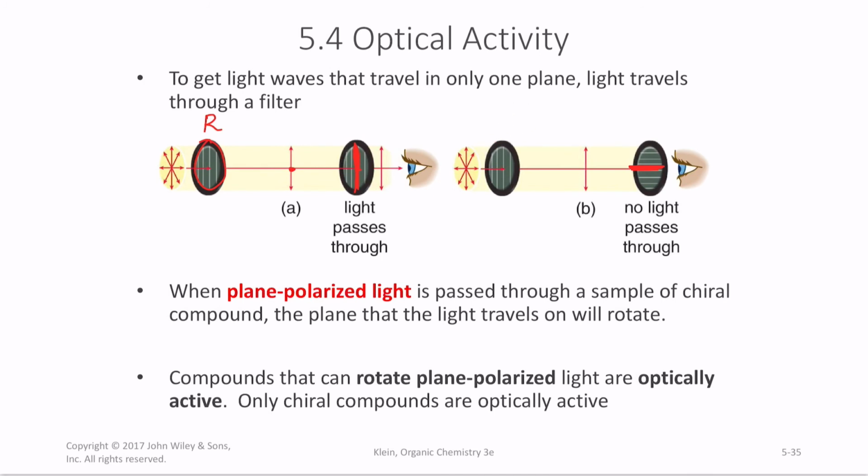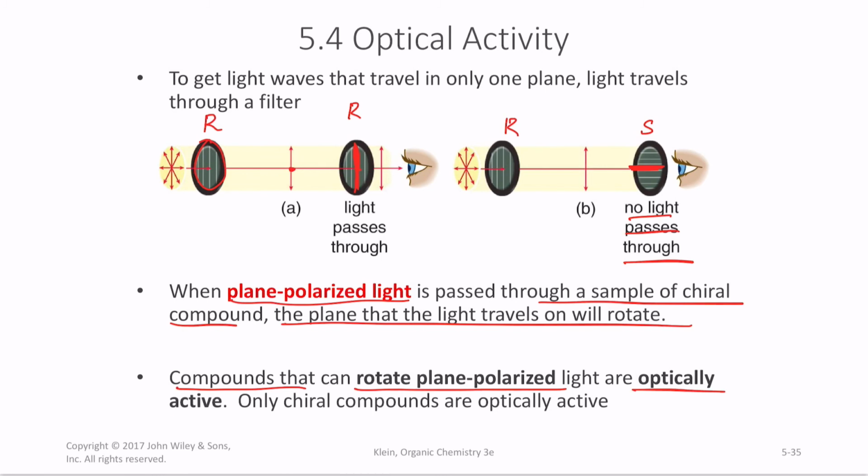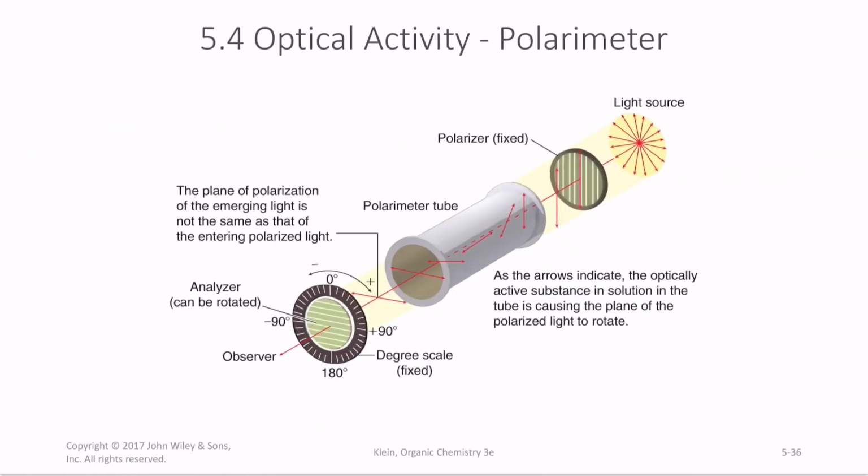So here we are using both R and R. Here I am using R and S filters. When you use R and S filters, no light will pass through. When plane polarized light is passed through a sample of a chiral compound, the plane that the light travels on will rotate. That is the idea behind plane polarization and how the optical activity changes. Compounds that can rotate plane polarized light are called optically active molecules. Only chiral compounds are optically active, and achiral compounds are not optically active.